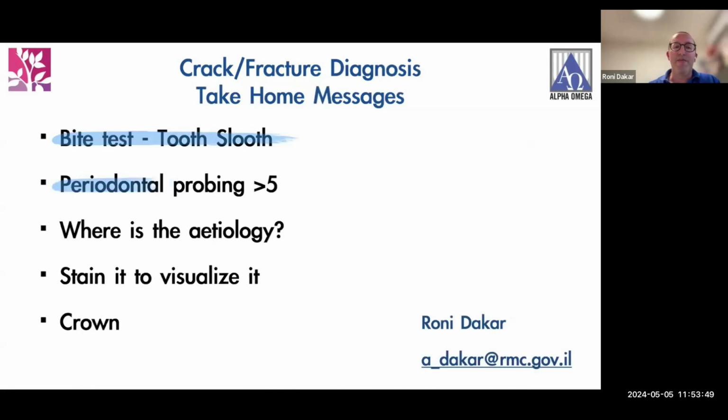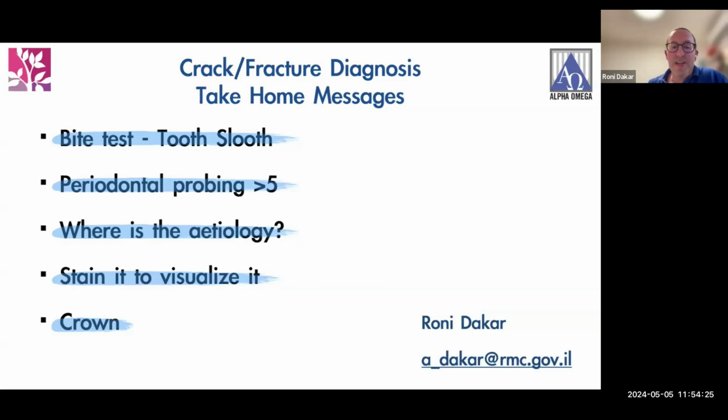So to summarize, in 5 points that are, for me, the most important points to take from here: a bite test with a tooth sleuth is a device that is highly recommended to have in the clinic, and it helps locate and find the cracks and fractures. Probing depth of over 5 millimeters is also suspicious of the presence of a crack or a fracture. And also, if the crack already exists, it reduces the prognosis.